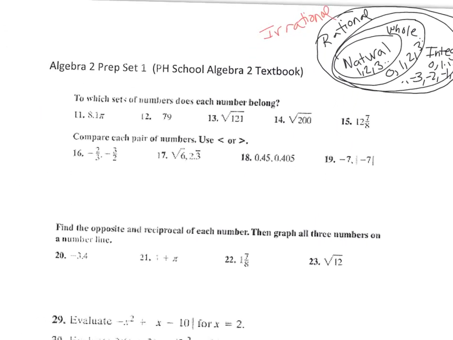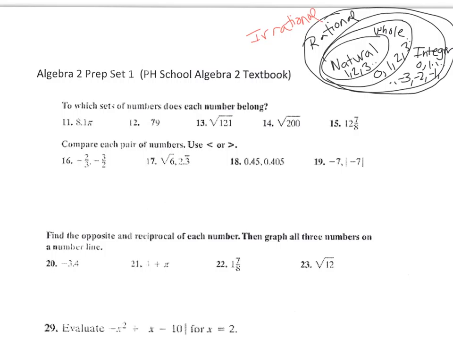So for this first part, to which sets of numbers, you have to name all the sets of numbers. So this one has a pi in it. Pi is a number that goes on forever without a pattern, so this is irrational and real.